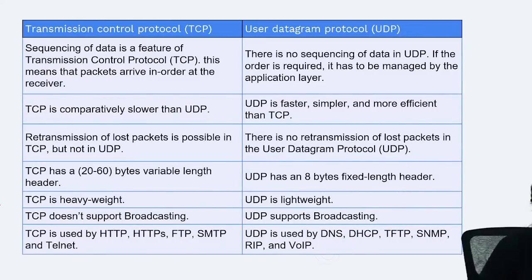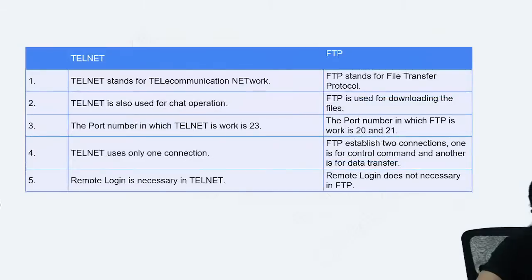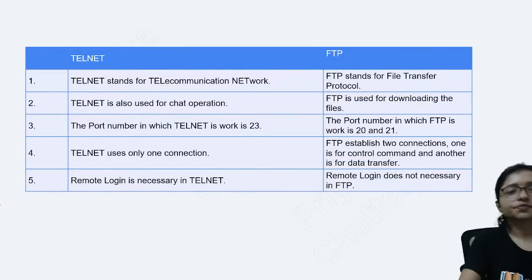The header size of TCP is also big because it is storing lots of information. For UDP, the header size is less, and it does not support broadcast. Just now I told you UDP supports broadcast. TCP is heavyweight, UDP is lightweight.